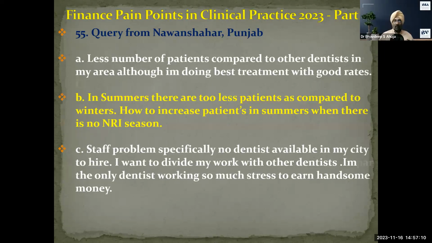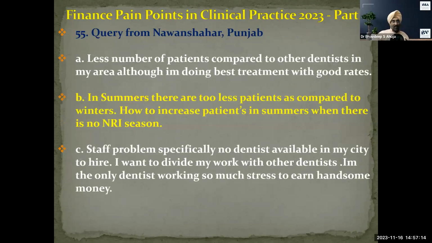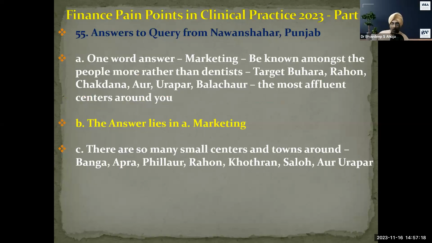Now, less number of patients compared to other dentists in my area. I'm doing best treatments. One word answer: be known amongst the people, rather than the dentists. Target village Buhara, target Rahu, target Chakdana village, target Or, target Udapar, target Balachor. These are the most affluent centers around you.